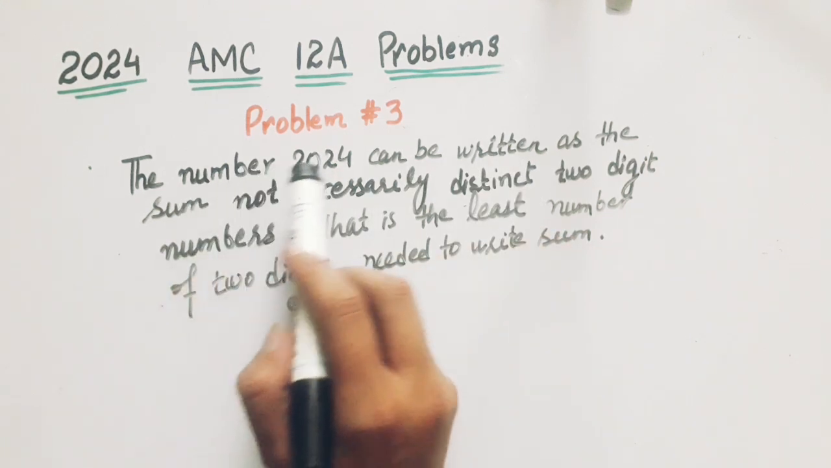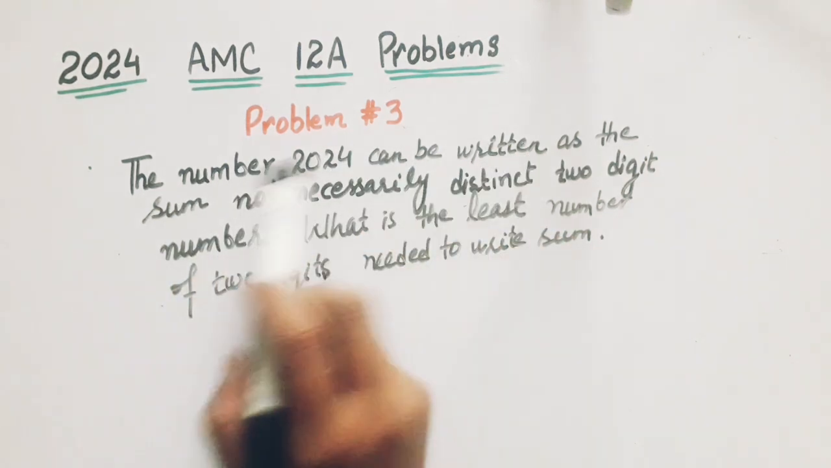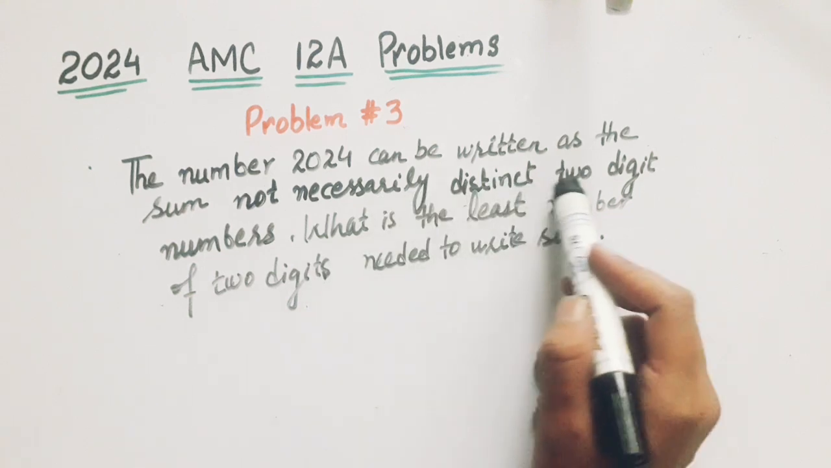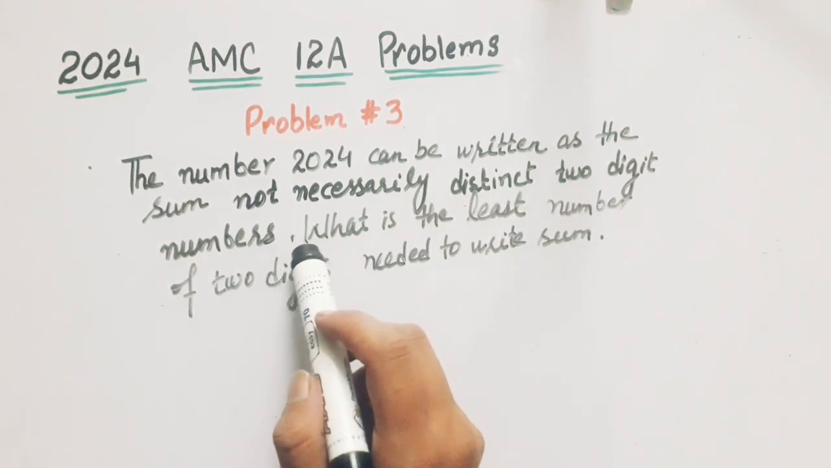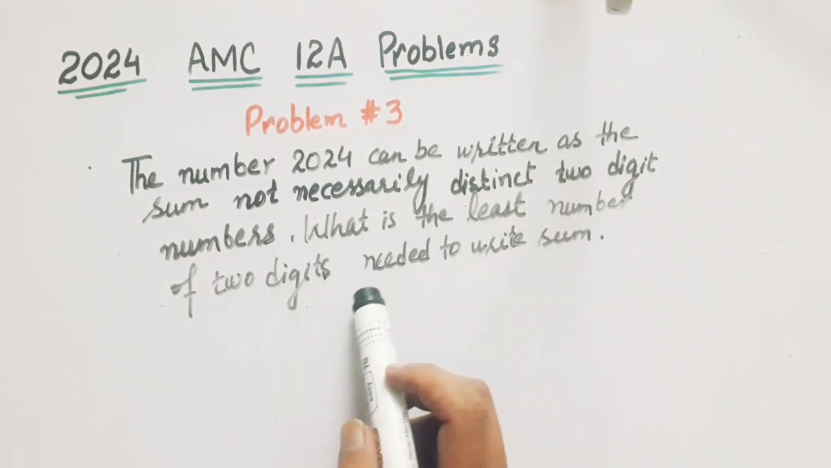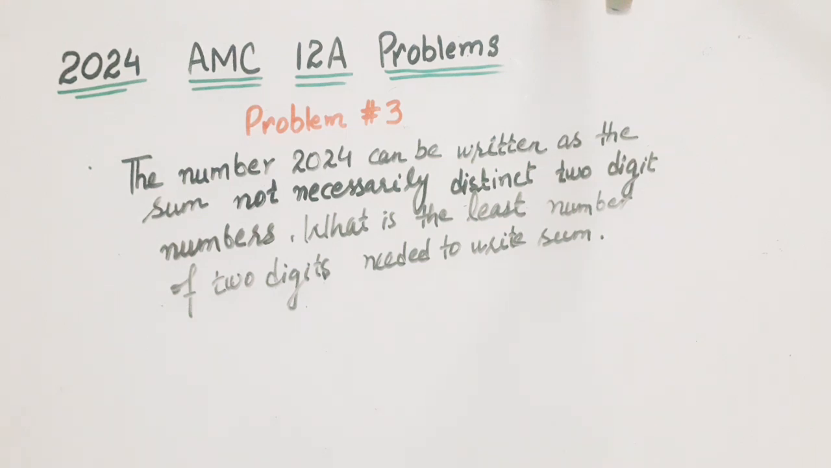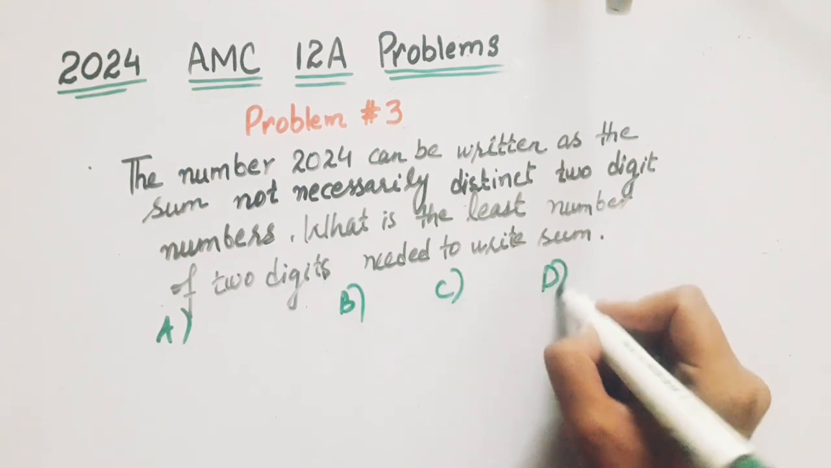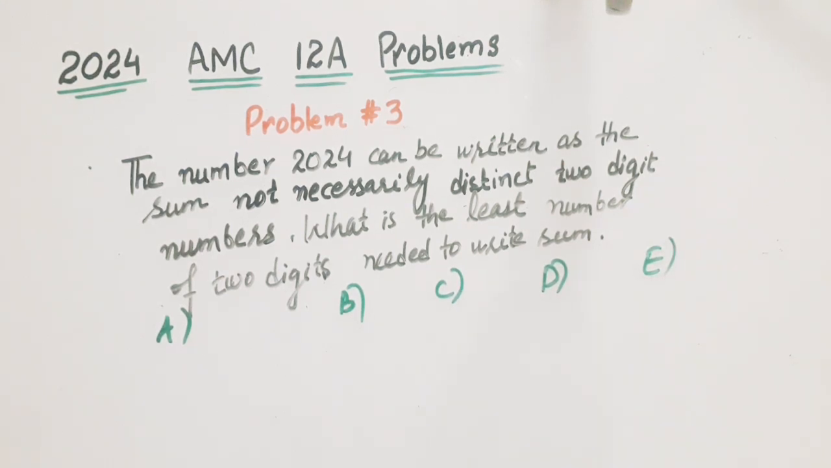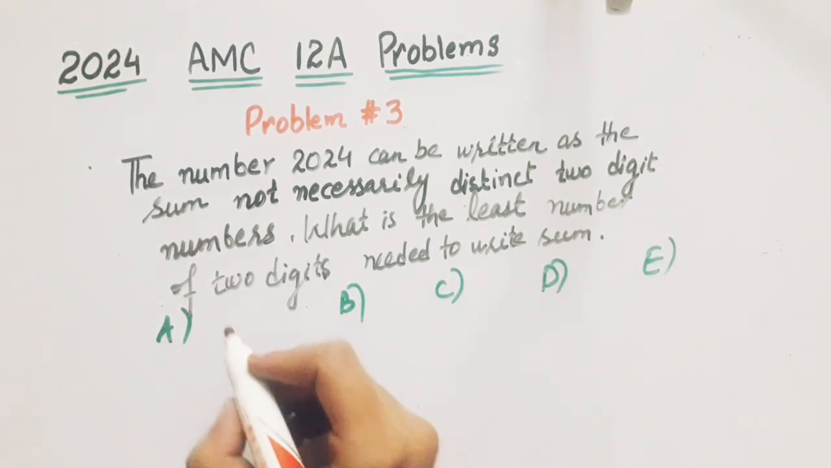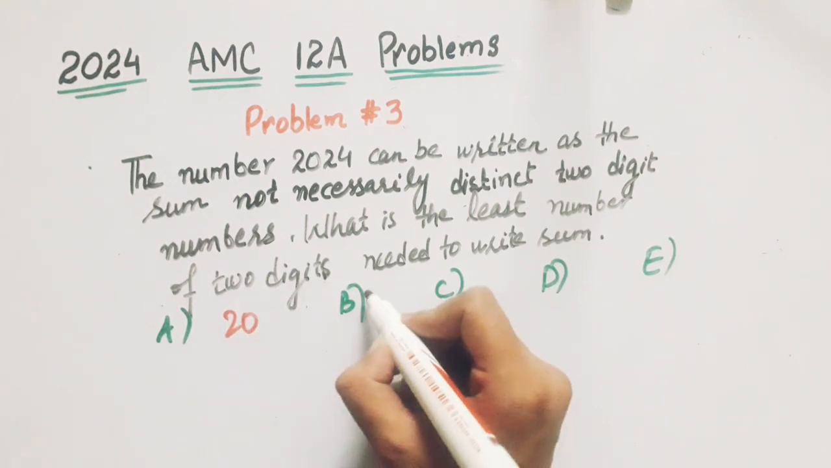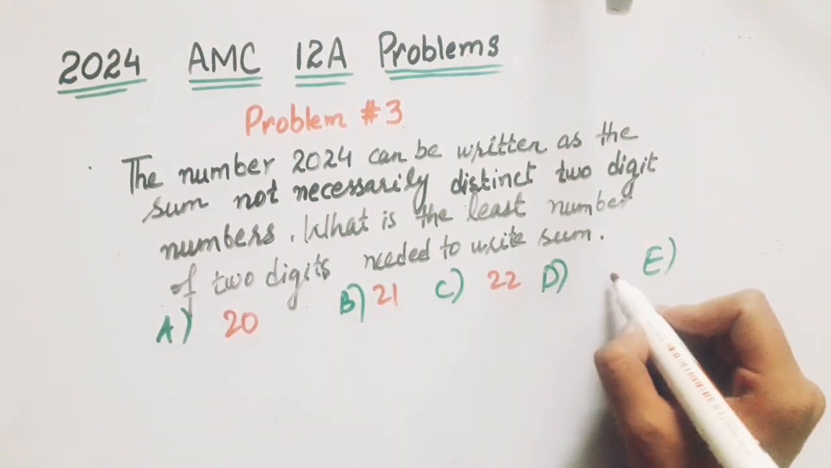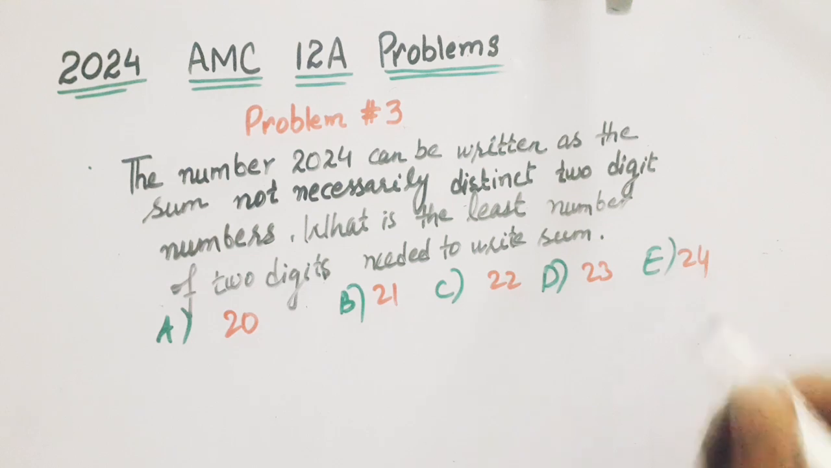Problem 3: The number 2024 can be written as the sum, not necessarily distinct, of two-digit numbers. What is the least number of two-digit numbers needed to write the sum? The options given for A, B, C, D and E are 20, 21, 22, 23 and 24.